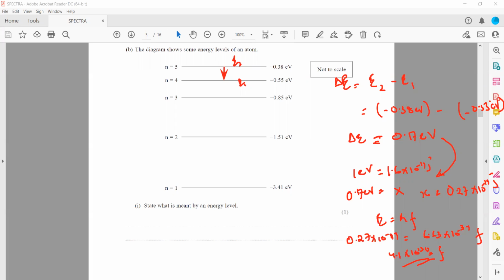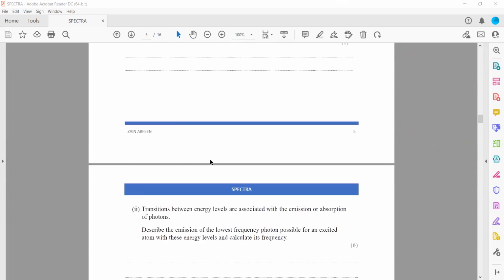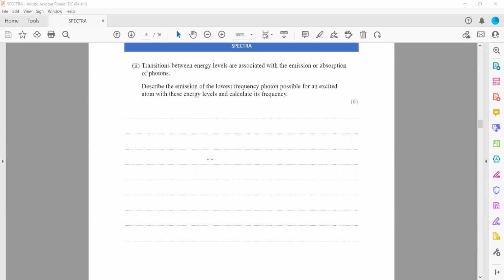That's a frequency, hertz. And then this is the energy of the photon which is emitted out, and the shortest frequency or least energy emission. So we have to describe the lowest frequency of a photon. So we will mention that it will be from transition from fourth shell to fifth shell. Sorry, fifth shell to fourth shell, because it is emission.